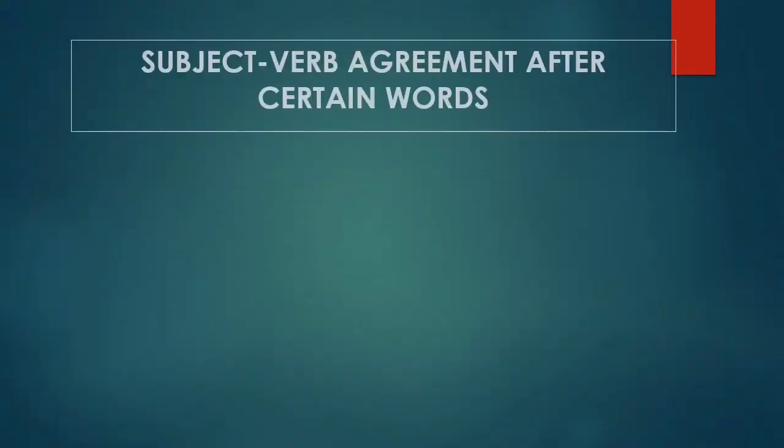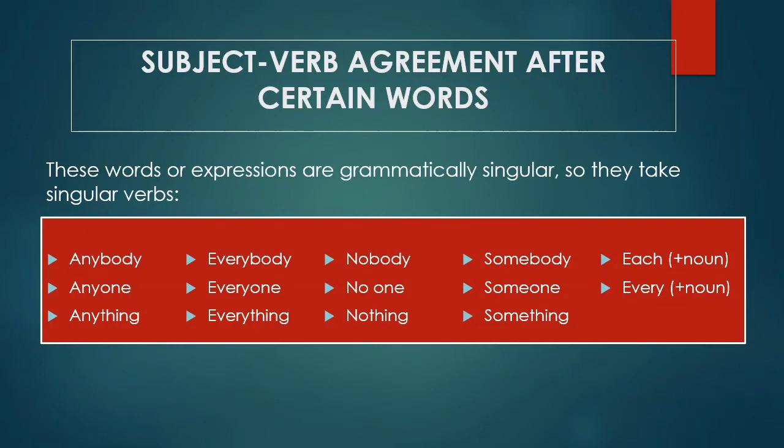The next subject-verb agreement is subject-verb agreement after certain words. The following words or expressions are grammatically singular, so they take singular verbs. The words are anybody, anyone, anything, everybody, everyone, everything, nobody, no one, nothing, somebody, someone, something, each plus noun, every plus noun.